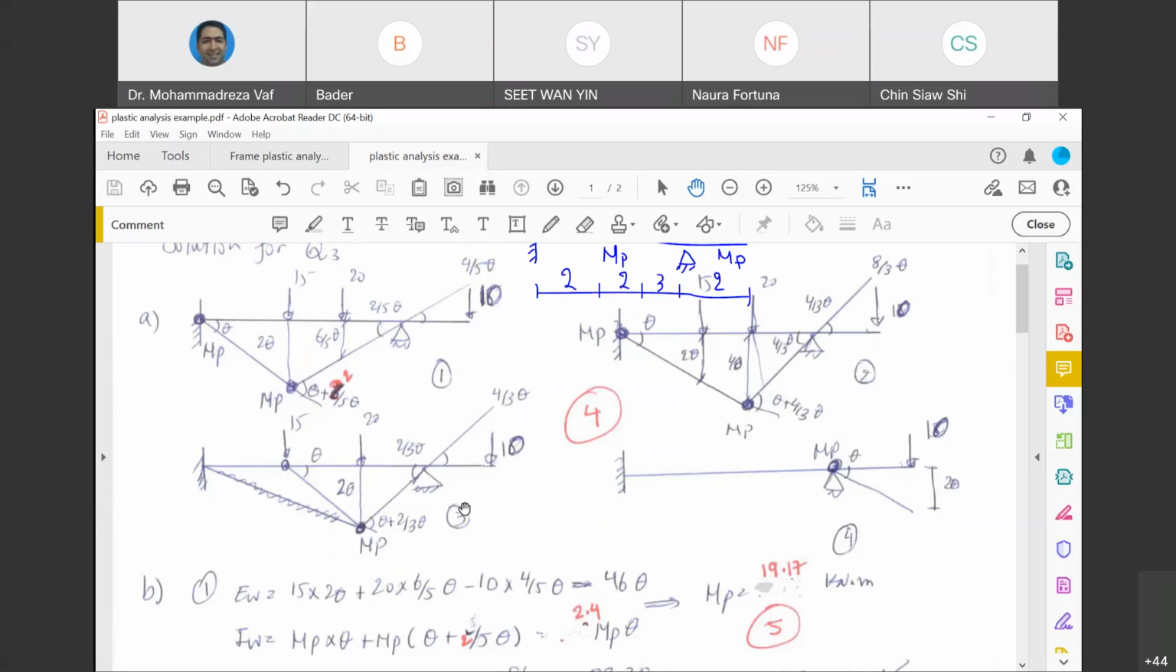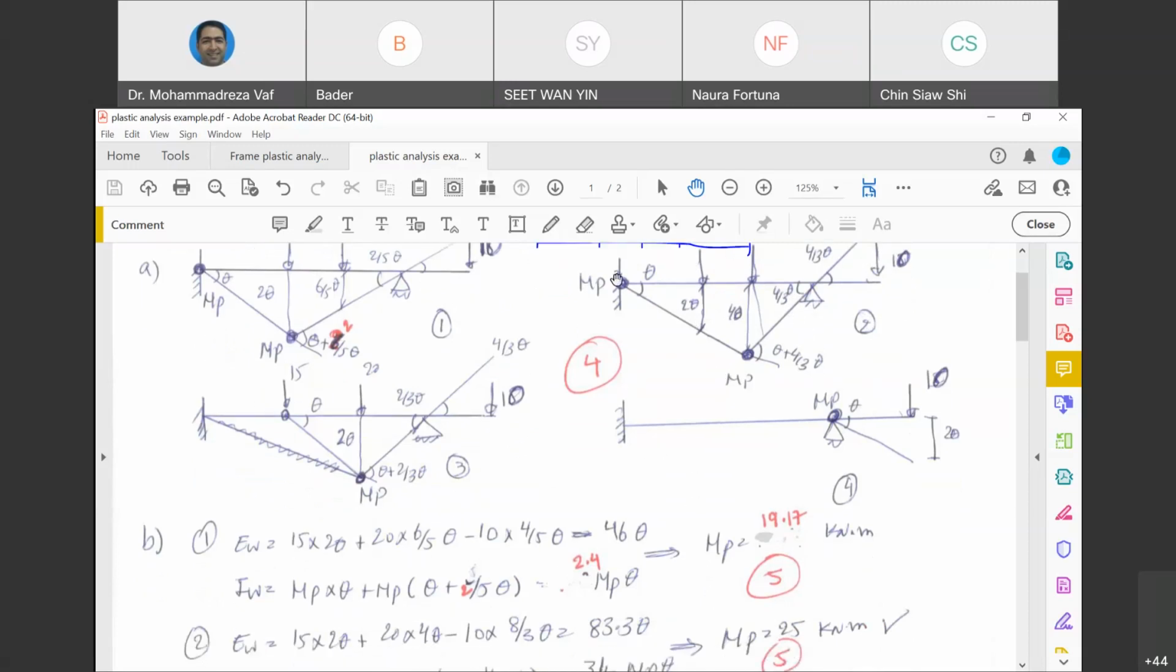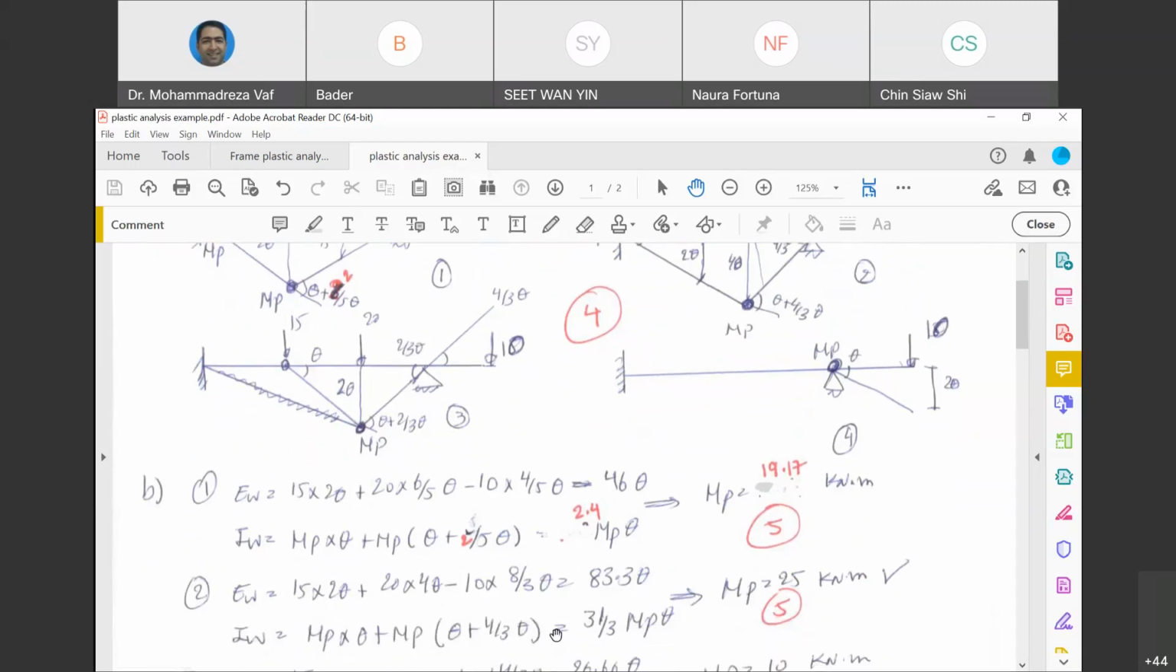Now, let's calculate the external work. It is 15 multiplied by 2 theta, plus 20 multiplied by 4 theta, and again negative for the 10, because the force and the displacement over there are not in the same direction. So it's going to be 10 multiplied by 8/3 multiplied by theta. For the internal work, we have only MP multiplied by theta and MP multiplied by theta plus 4/3 theta, which is the rotation at that location. So this is what you can see has been done.